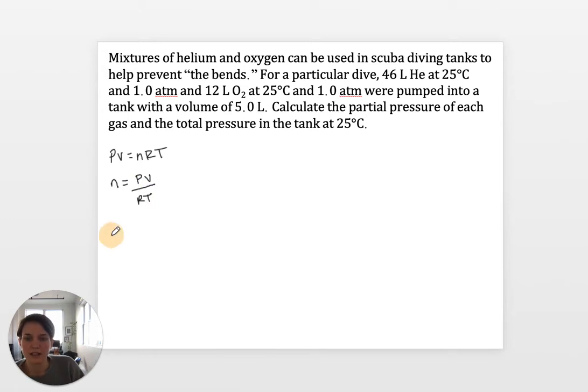So we have two gases. We have helium, which is a volume of 46 liters. The temperature is 25 degrees Celsius. Immediately converting to Kelvin.